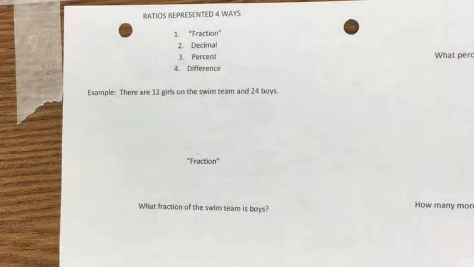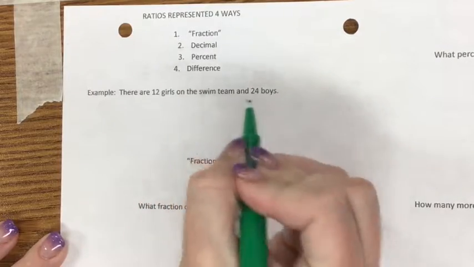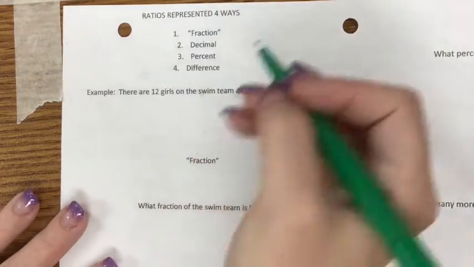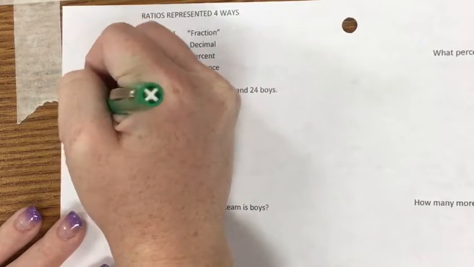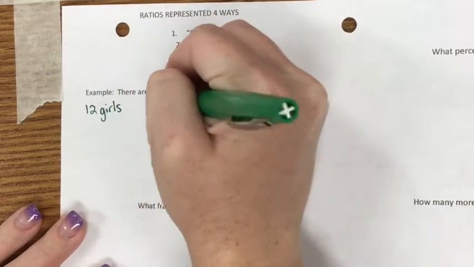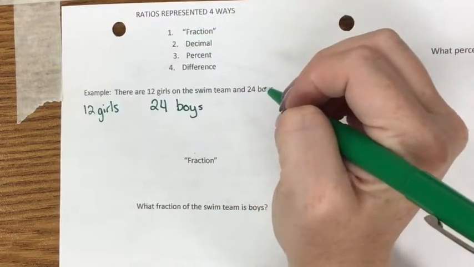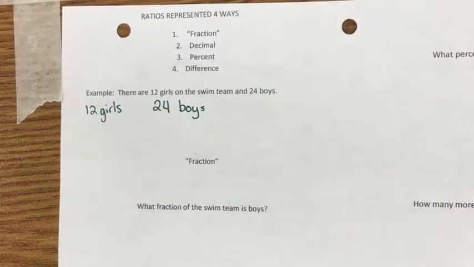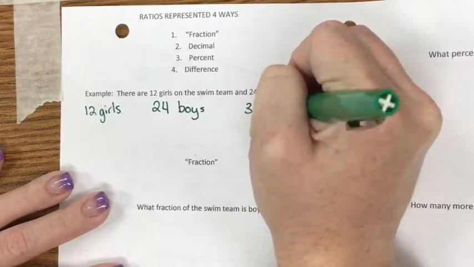Ratios can be represented in 4 ways: fractions, decimals, percent, and differences. For the following 4 practices, we're going to use the example of 12 girls on the swim team and 24 boys on the swim team. So we're going to break that down so we know what we're talking about. We have 12 girls on the team. We have 24 boys on the team, which means we have 36 total students on the team.